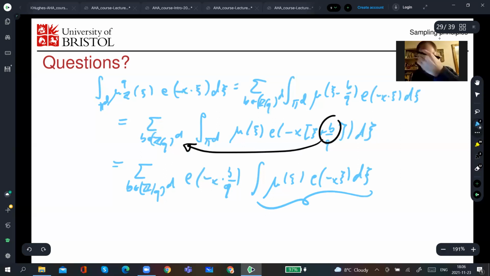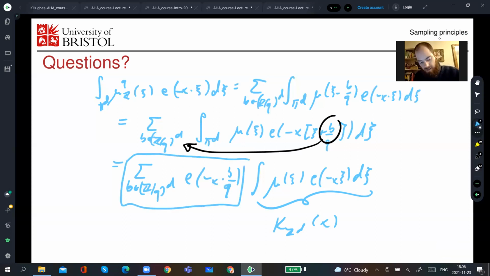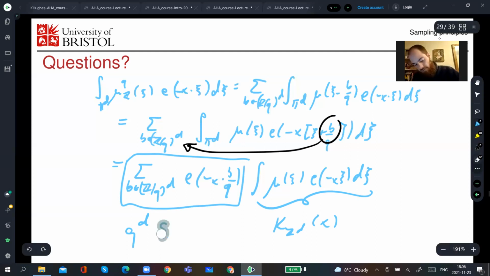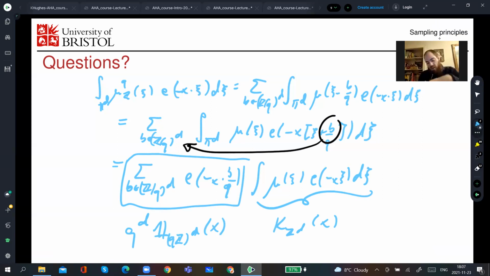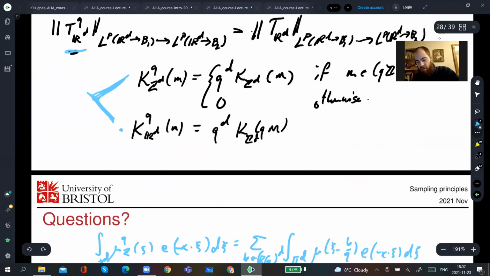This last part is, of course, k of Z^d at x. But this part right here is an orthogonality relation. It's actually q to the d times the indicator of qZ to the d at x, right? And so that means that x has to be divisible by q in every coordinate, and that's how we end up getting this claimed thing right here.